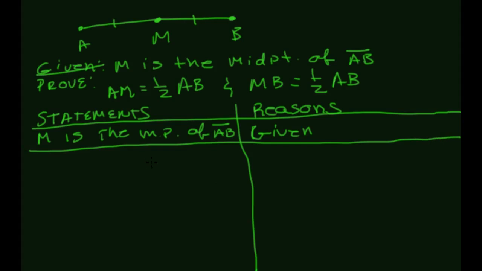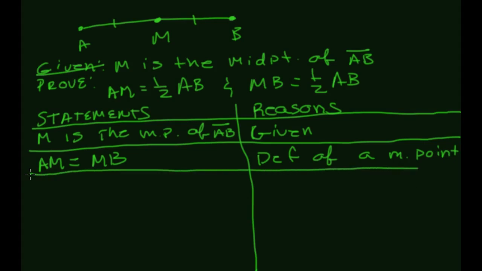Because it's the midpoint, we know that it breaks the segment into two congruent parts. So we know that AM is equal to MB. Why do we know that? Because of the definition of a midpoint. That's what it means to be the midpoint. It breaks it into two equal parts. The two parts have to have the same length. AM has to be the same as MB.